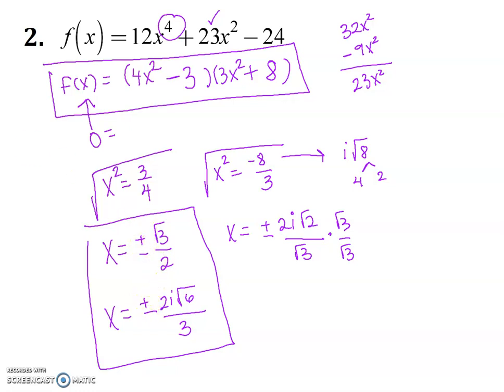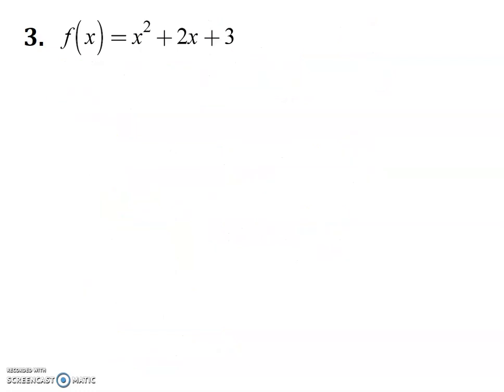Now let's look at one more trinomial. We have f of x equals x squared plus 2x plus 3. Since this one doesn't have a coefficient, we can just do our old school factoring by asking what multiplies to 3 and adds to 2. Well, that's nothing. The only thing that multiplies to 3 is 1 and 3, and that adds to 4, or negative 1 and negative 3, and that adds to negative 4. So since this one can't factor, we're going to have to do quadratic formula.